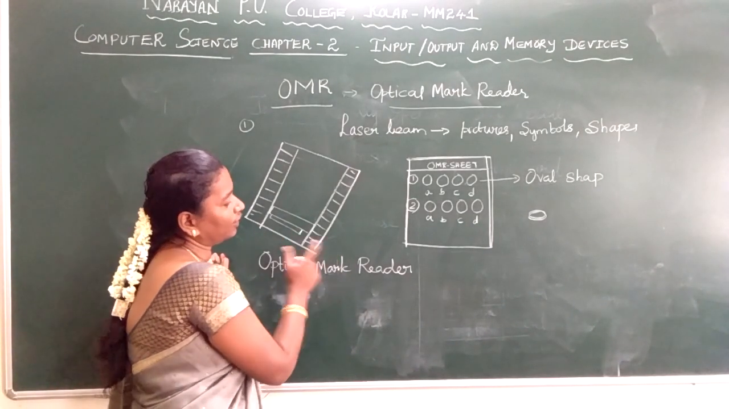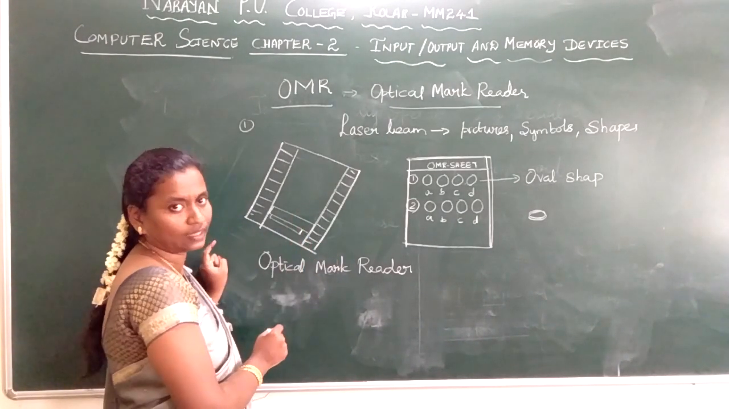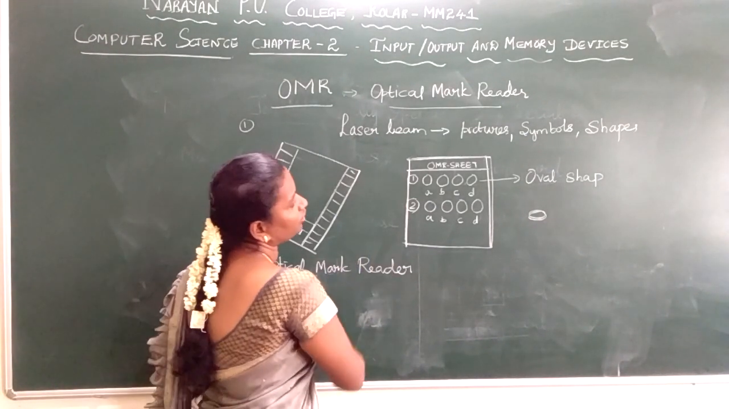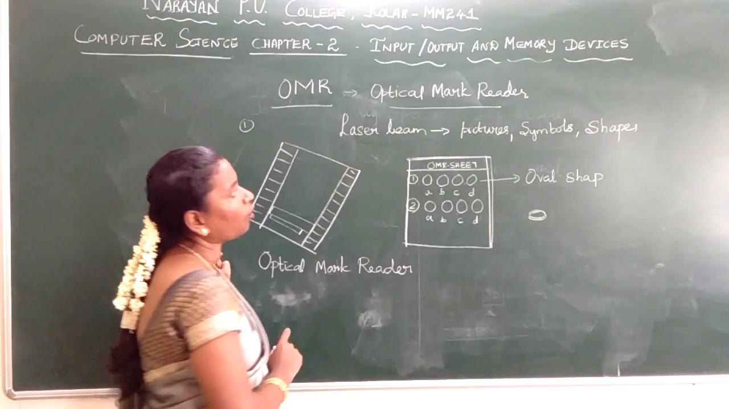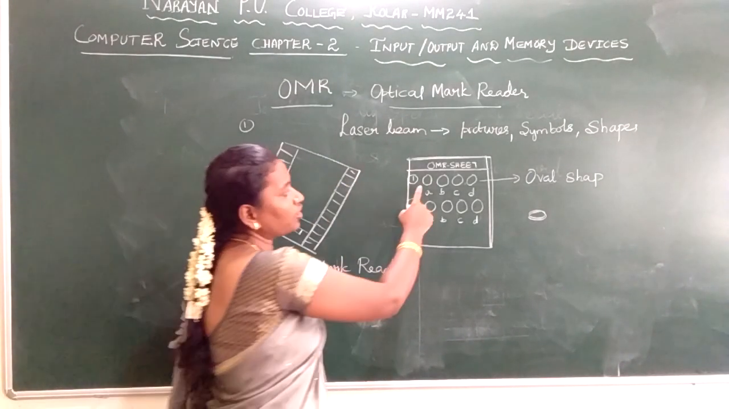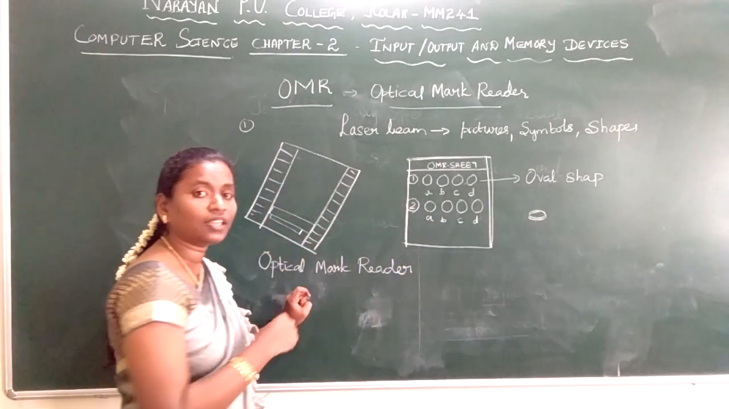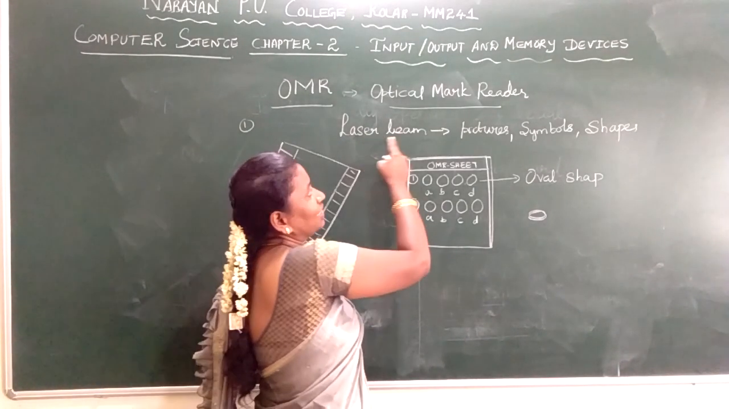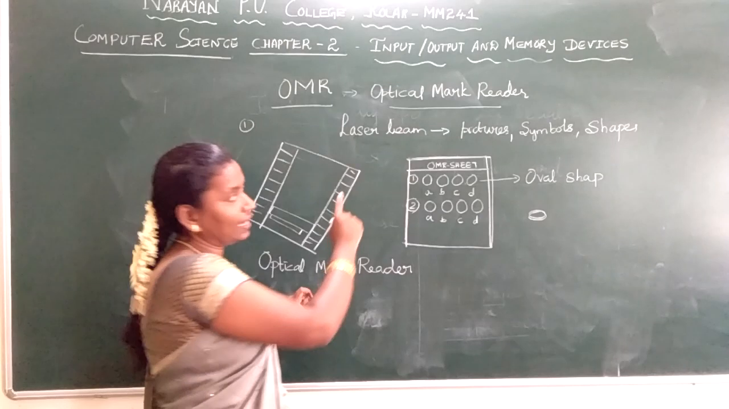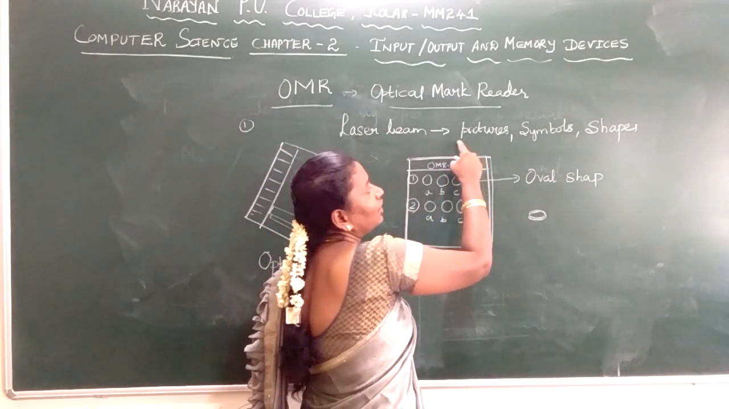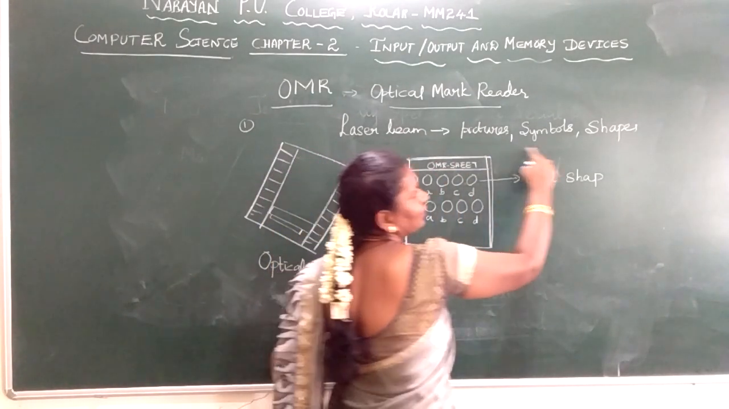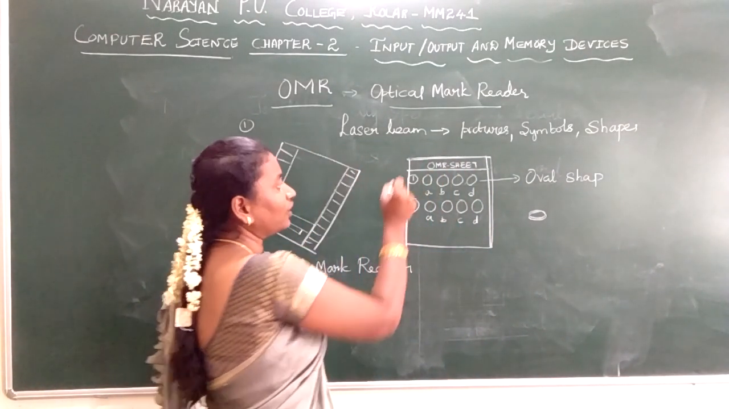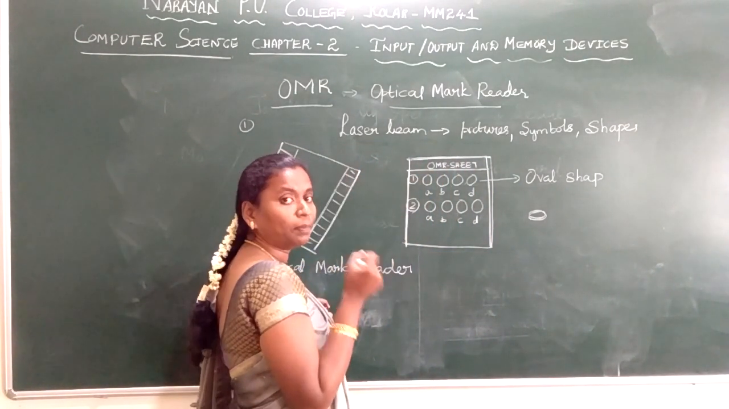To this optical mark reader, you will feed your OMR sheets. Now, how is the data read by the computer? Before that, it has to be programmed. The data is read by using a laser beam. This laser beam will recognize pictures, symbols and shapes. Every dot kept on the OMR sheet will be programmed.